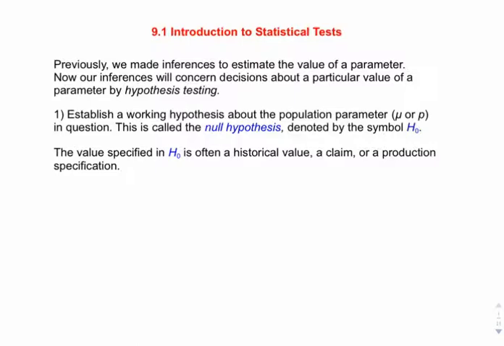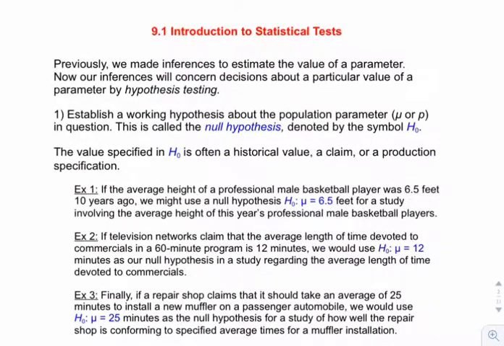So our first estimate, our null hypothesis, is going to be given by H0. This is going to be our initial claim for what the mean is. So it's often a historical value or production specification, what it should be, and then we look at the actual data from a sample to either challenge or confirm it. So let's look at some particular examples.